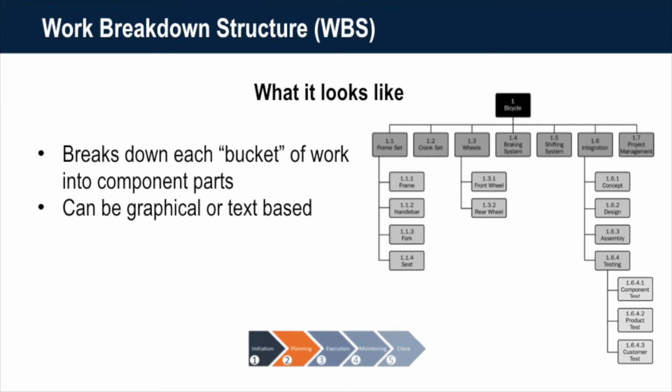It breaks down each bucket of work into its component parts or derivatives. It can be graphical or text-based, and I've seen it done either way. And so on the right side of the screen, you'll notice there's an example. So at the very uppermost row, you see it says bicycle. The next row are all the components that make up a bicycle, everything from the frame set to the crank to wheels, braking system, shifting system, integration, and the often forgotten element of project management. So this is put right here on this second tier.